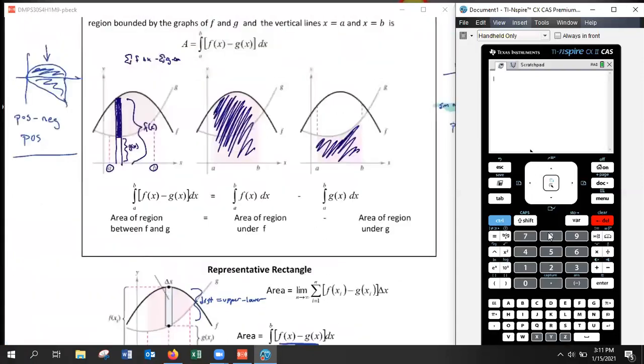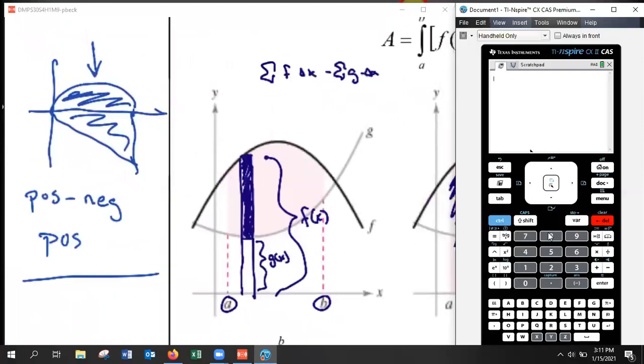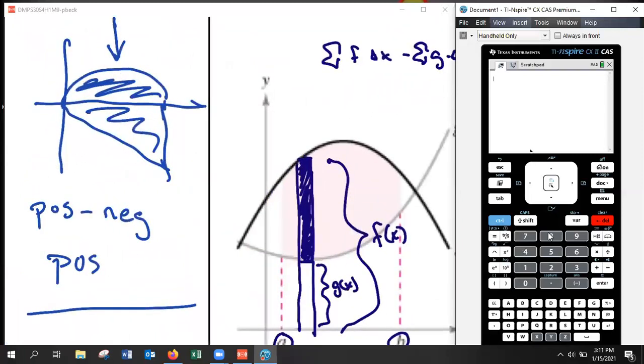Something people always ask me, Mr. Beck, what happens if you have one function above the x-axis and one function below the x-axis? Well, let's think about this. The function above the x-axis has a positive value, so when we take the integral, we get a positive value. What's below the x-axis? If we take the integral, we get a negative value. And what happens when you take a positive minus a negative? You definitely get something more positive. So in essence, this adds the two areas together.